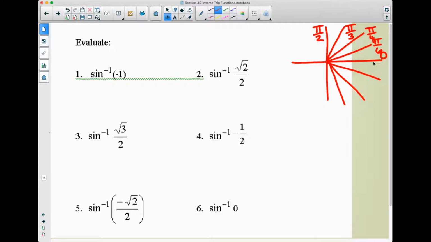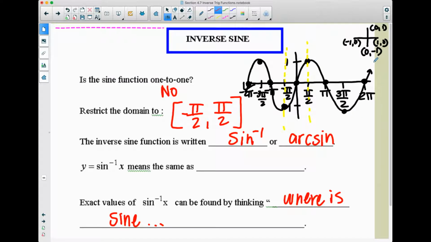But I can't call the next part 11 pi over 6. I usually have this spread out over the whiteboard, but I'm trying to have these recorded with kids being out lately. I cannot say 11 pi over 6. Why? That's over here.